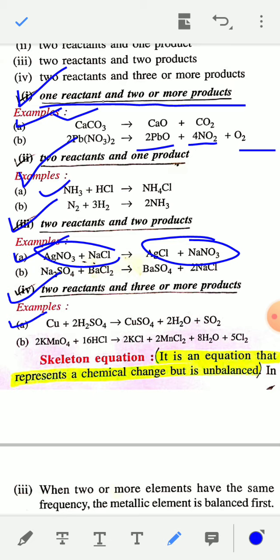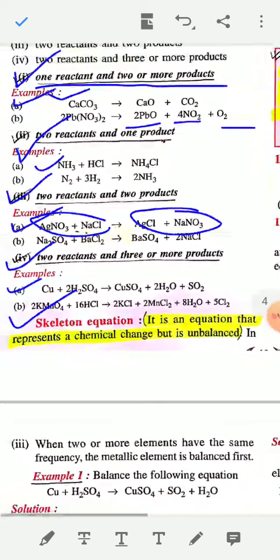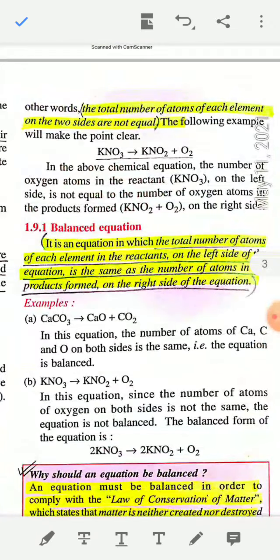Now see the skeletal equation. What is a skeletal equation? An unbalanced chemical equation is known as a skeletal equation. Skeletal equation means unbalanced chemical reaction. It is an equation that represents the chemical change but it is unbalanced. Or you can also say that in the case of a skeletal equation, the total number of atoms of each element on the two sides is not equal.